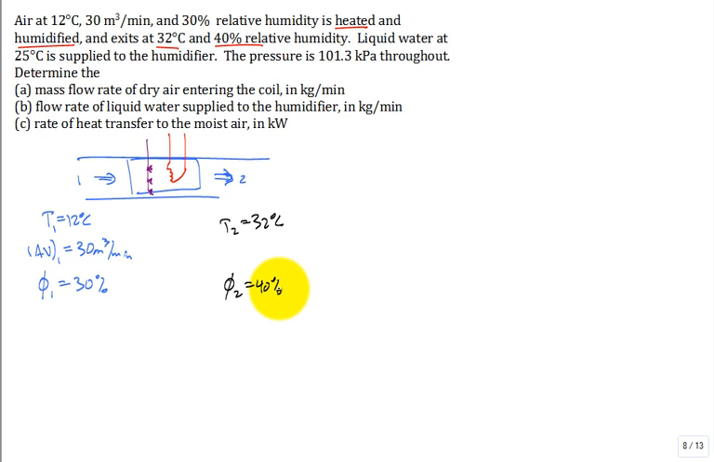Liquid water is supplied at 25 degrees C to the humidifier, so there it is. It's the mass flow rate of liquid water, and it's at 25 degrees C. That's what's coming in. The pressure is 1.3 kilopascal throughout, so it's constant pressure everywhere. The pressure is not changing. What is the mass flow rate of dry air entering the coil in kilograms per minute?